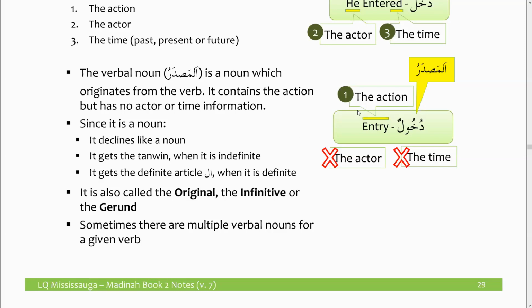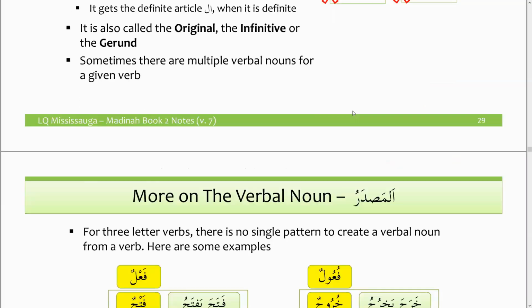Like daraba yadribu, the hit itself is called darbun. There's no pattern, I mean, there's no fixed rule. We have to memorize this. That is why for any verb, we'll tell 3 things: daraba, yadribu, and darban, the madi, the mudare, as well as the masdar. Fa'ala, yaf'alu, fi'lan. Fi'l is the masdar. There's no pattern to it.